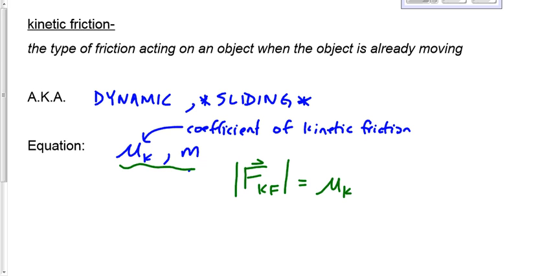Mu k times Fn. What does Fn stand for, you think? Not the net force. No. Good guess, though. Fn would stand for the normal force. Remember we've talked about the normal force, right? It's the normal force pushing up. Now, usually the normal force will be m times g. Why will it be m times g? Well, because usually the force of gravity and the normal force have the same value, right? If gravity is m times g, m times 9.81, then the normal force would be m times 9.81 as well. That's not always the case, but usually, at least for now, that will be the case for us.